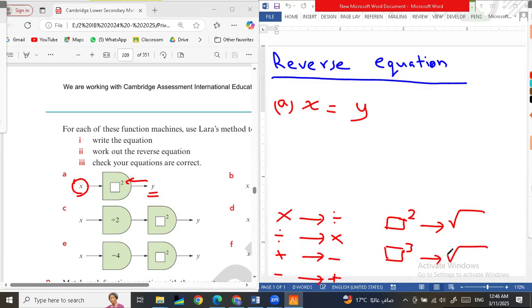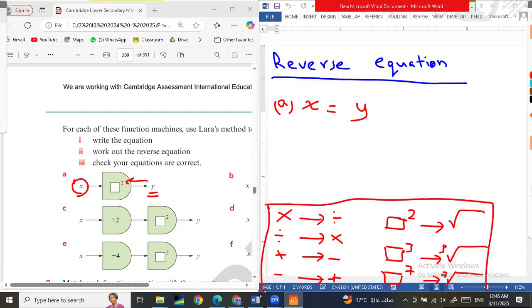And what is the opposite of cube? It is cube root. And what is the opposite of, let's say, to the power of 7? It is the seventh root. I write it this way. "Oh, mister, I've never seen this." Yes, you write it this way. The seventh root. Okay, so these are the opposites.